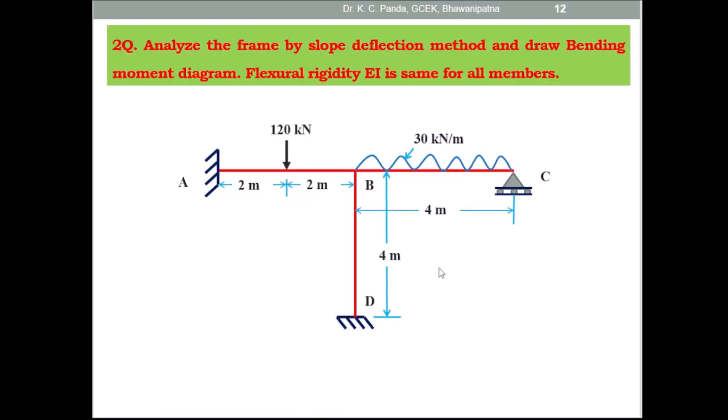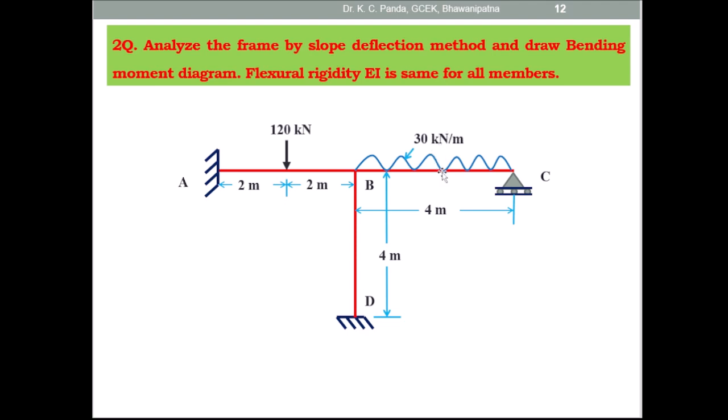You can find out the maximum positive moment on span AB and on span BC. On span AB there is a concentrated load at the midpoint. So here the maximum positive moment is WL by 4, 120 into 4 by 4, which is equal to 120 kilonewton meter, and the free BMD is triangular. The load on span BC is a UDL, so the free bending moment diagram is parabolic.